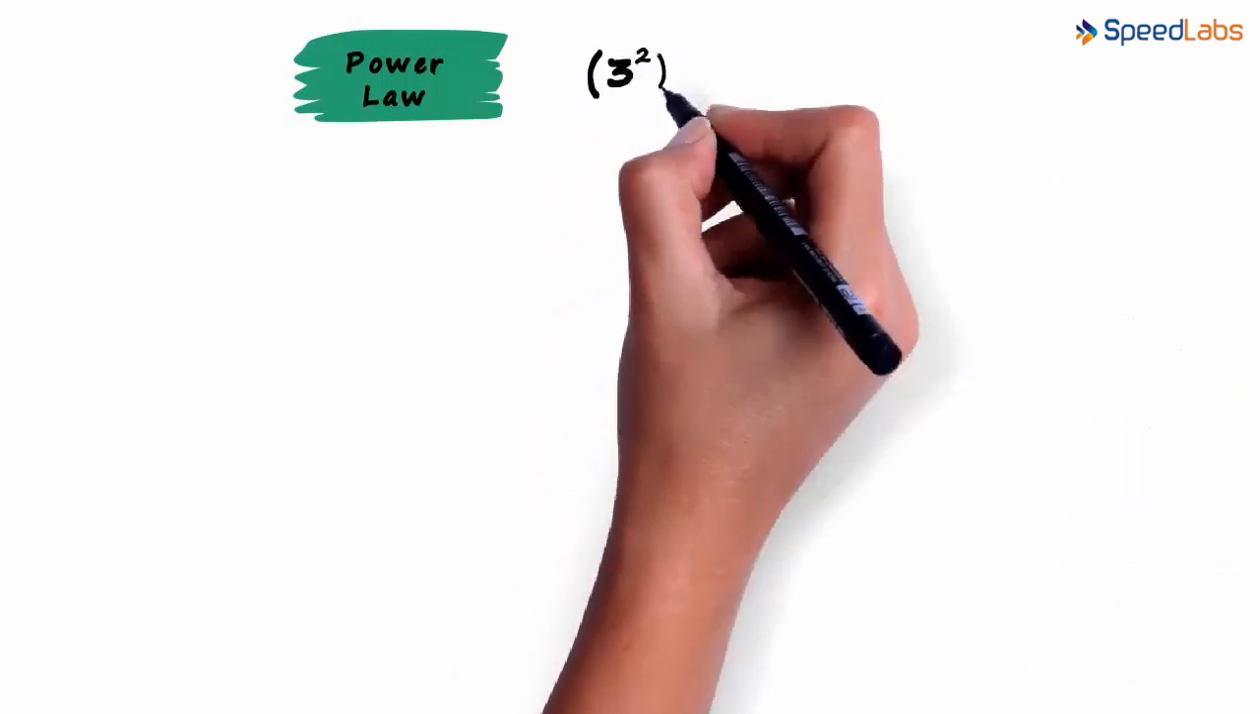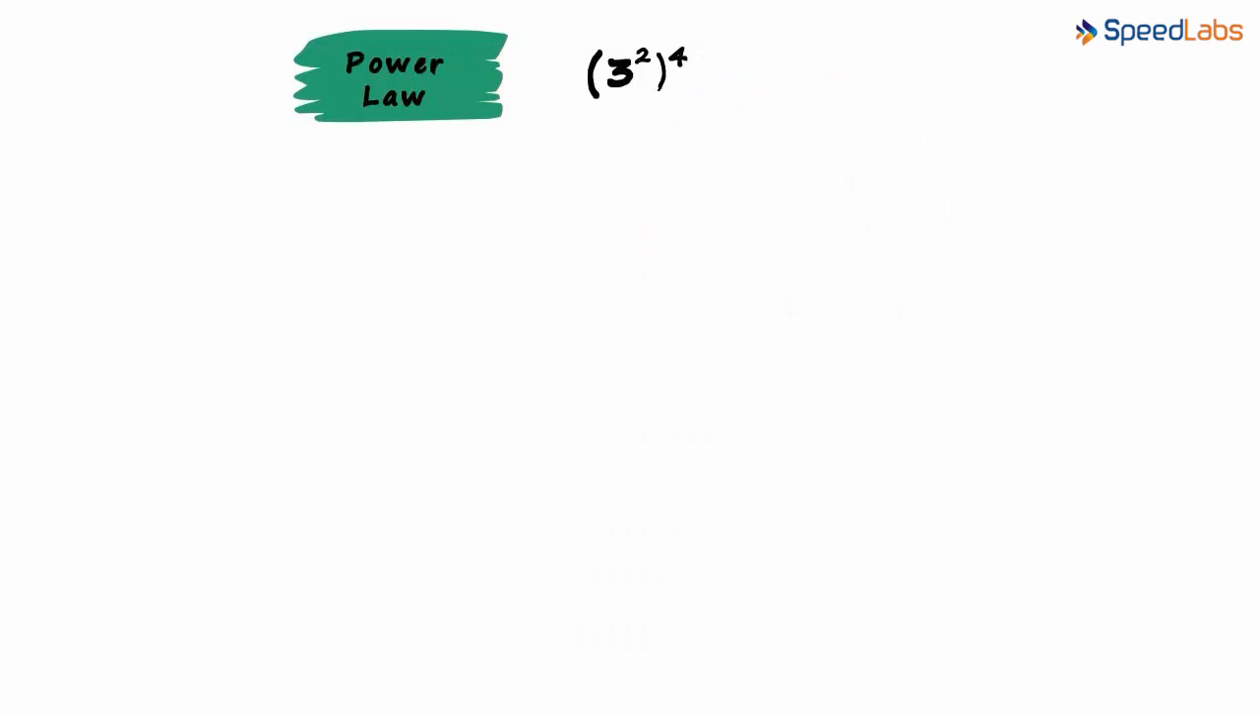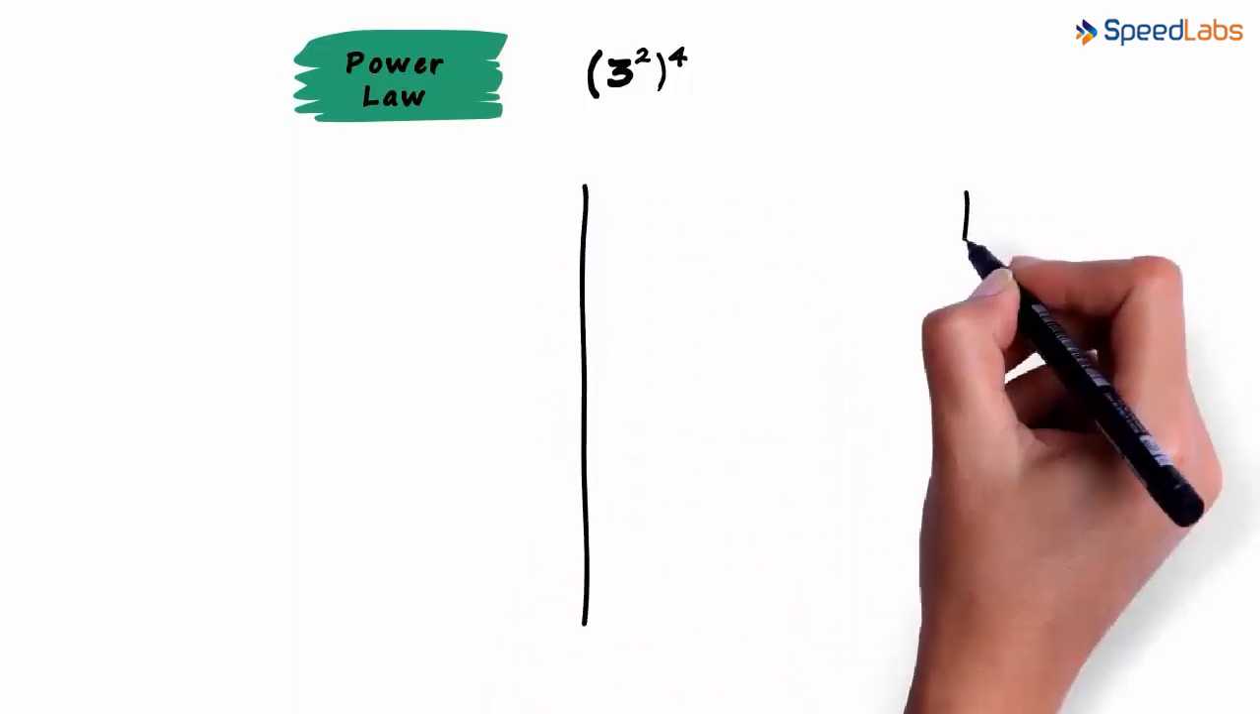3 raised to 2, the whole raised to 4. This entire thing is raised to 4. So the base in this case is 3 raised to 2. There are 3 ways in which we can solve this. Let's see the first way.